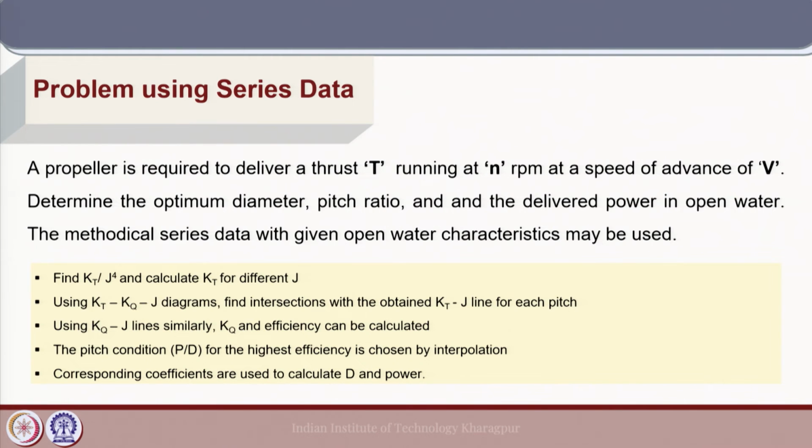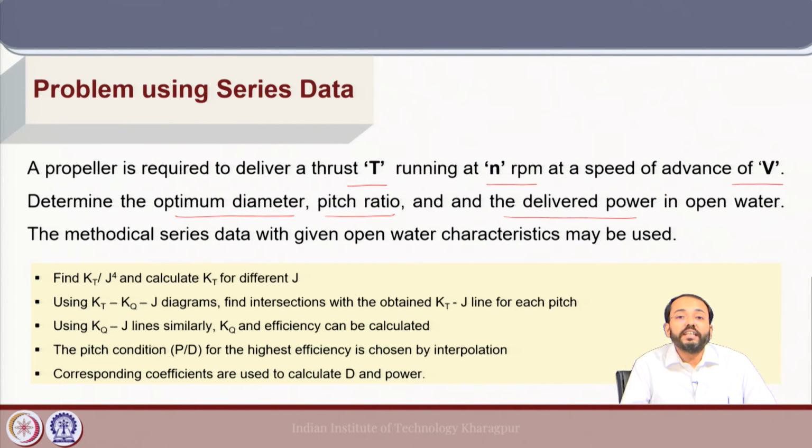Now, if we look at a simple problem which can be done using B series or any methodical series data. So, for this we have been asked to determine some parameters for a propeller for which the thrust, RPM and velocity of advance is given. So, the requirement of thrust to be delivered at a particular RPM for a particular speed of advance is given, and we have to determine the optimum diameter, pitch ratio and the delivered power in the open water condition.